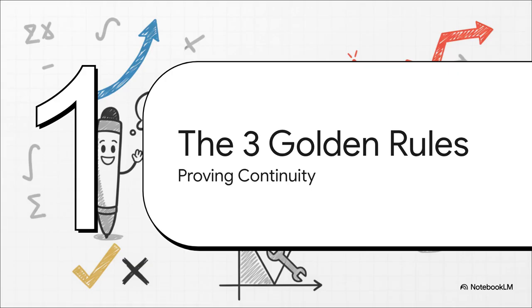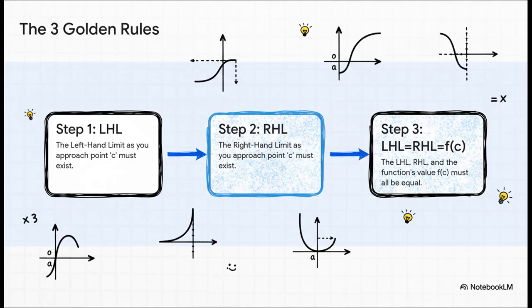Okay, so the pen test is amazing for understanding the concept, but in your exam, you need to prove it with some maths. But don't you worry, it's not some crazy long formula. It's just a simple three-step checklist. I like to call them the 3 golden rules. For any problem on continuity, this is all you need to do.